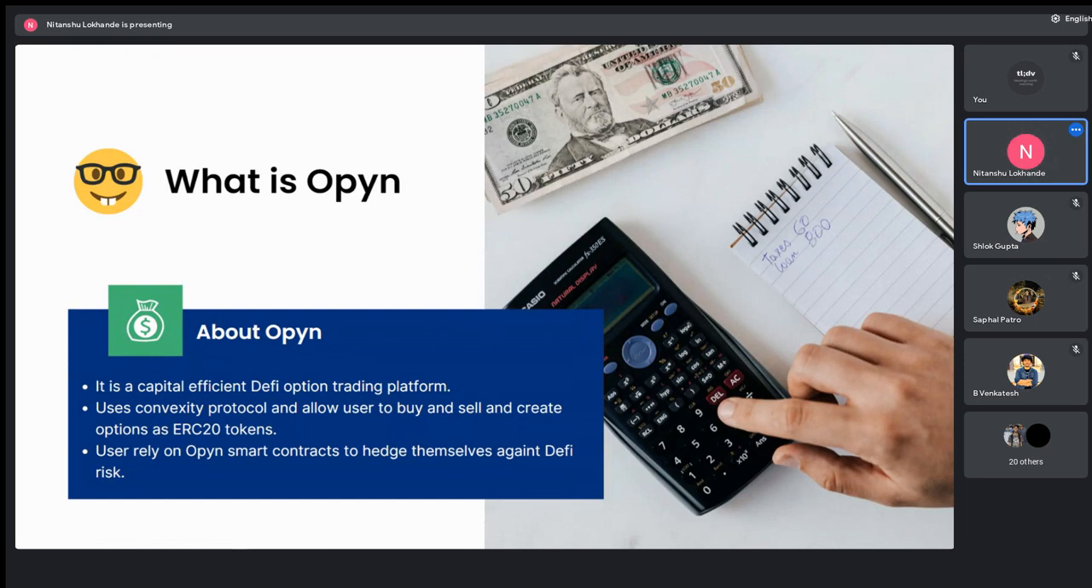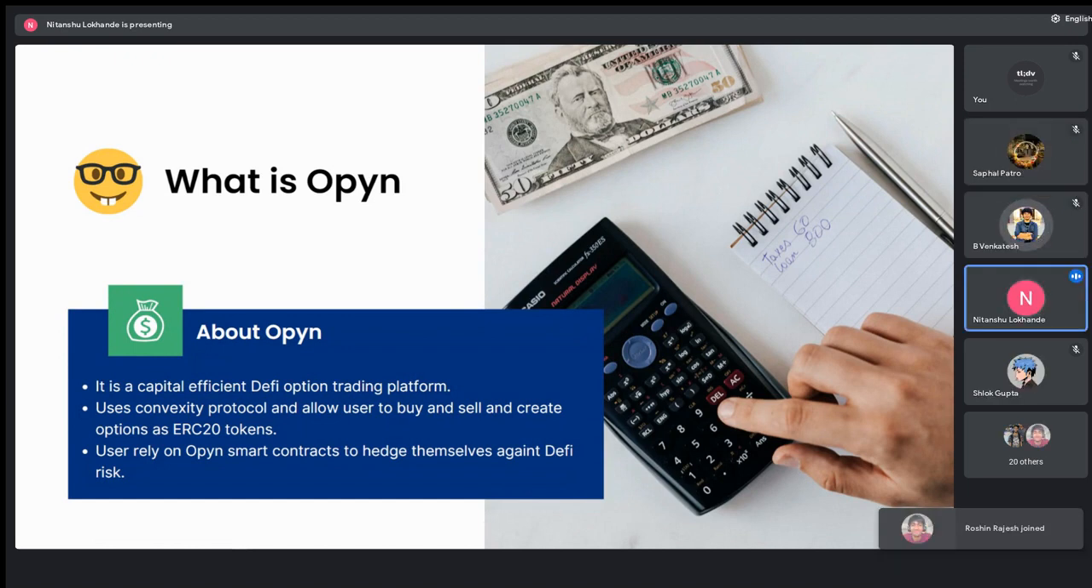Okay, sure. So basically, users can use this Open platform to hedge themselves against DeFi risk. DeFi risk includes, for example, holding a particular token that you predict might crash in the near future. So you can buy a corresponding put contract, which will allow you to sell that particular token during a specified time period.